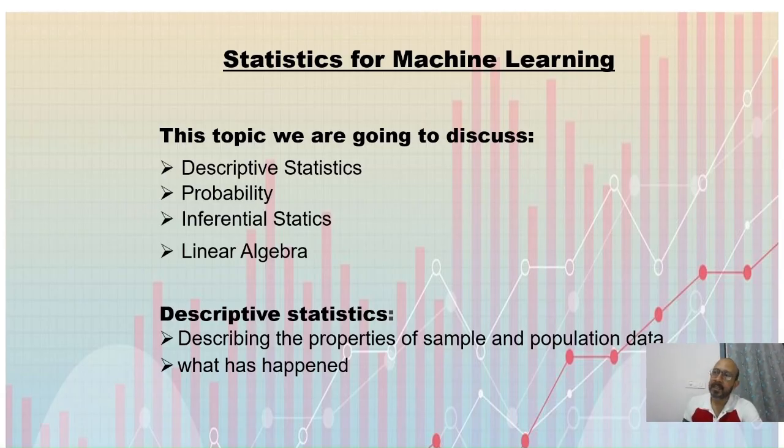Descriptive statistics are used to describe the properties of sample and population data. What has happened?